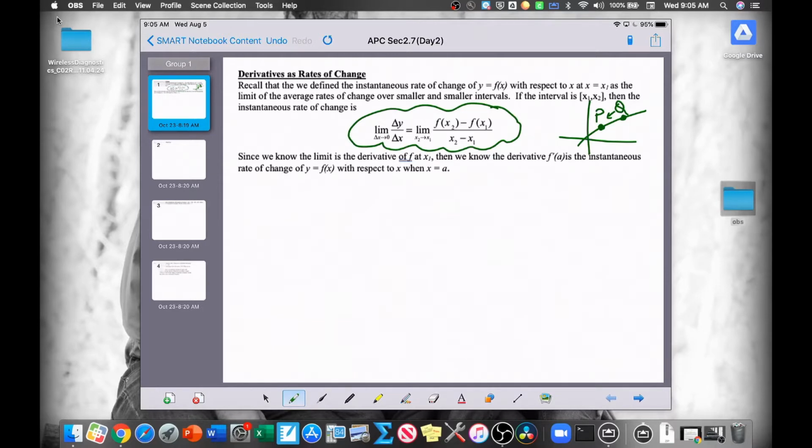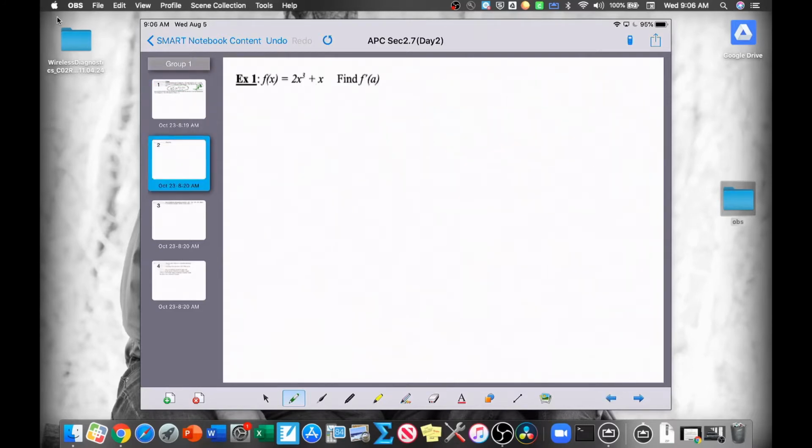Since we know that the limit is now called the derivative of f at our point x1, then we know that the derivative f prime of a is the instantaneous rate of change of our function with respect to x when x equals a. So this is just kind of a review of information that we've already had in other sections. Let's take a look at example 1.